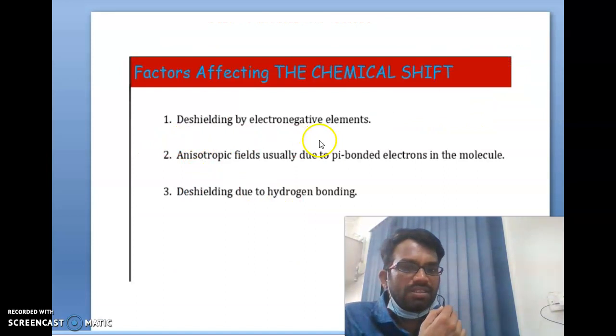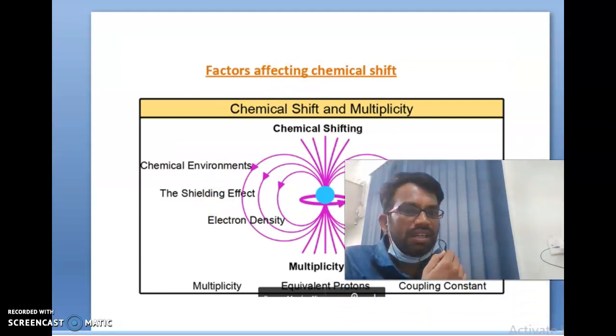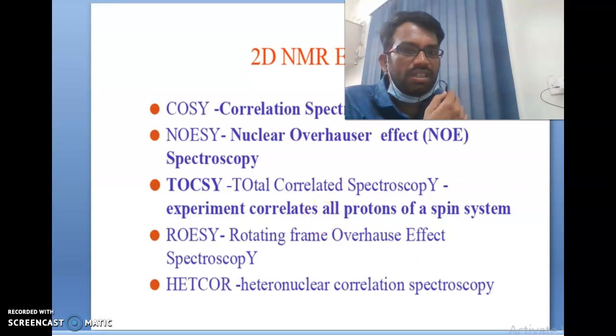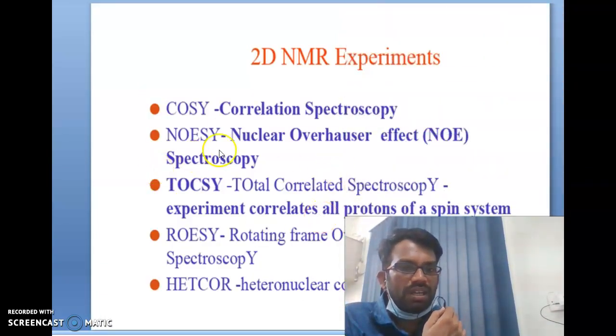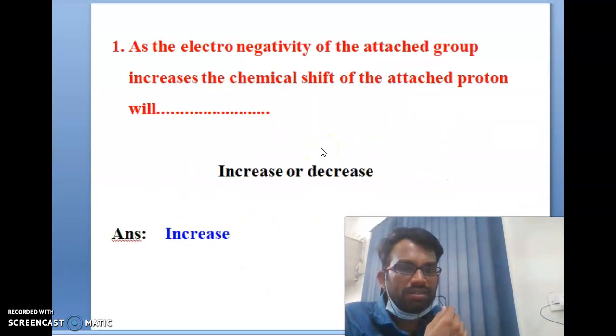You can see the deshielding of electron elements and the anisotropic field, usually the pi bond electron deshielding effect. Then from this figure you can understand what the factors affecting electronegativity, functional group, and hybridization are. From this you can see 2D NMR, COSY and NOESY, nuclear Overhauser effect, and experiments like ROESY and HETCOR-COSY. For practice, I will write some questions.